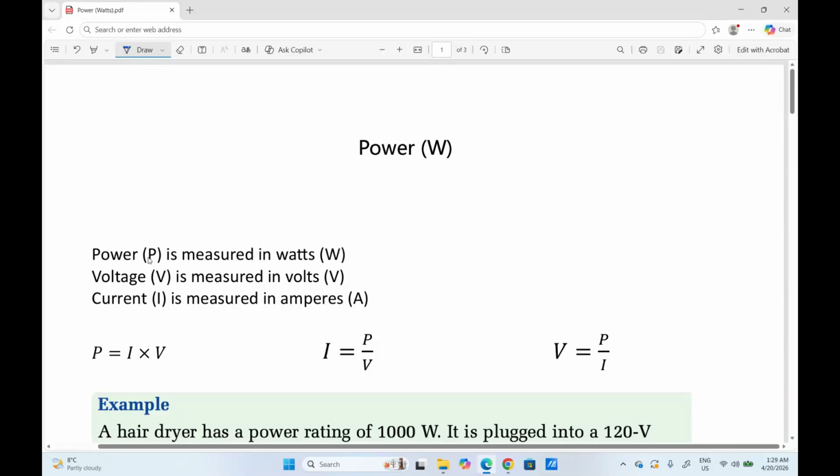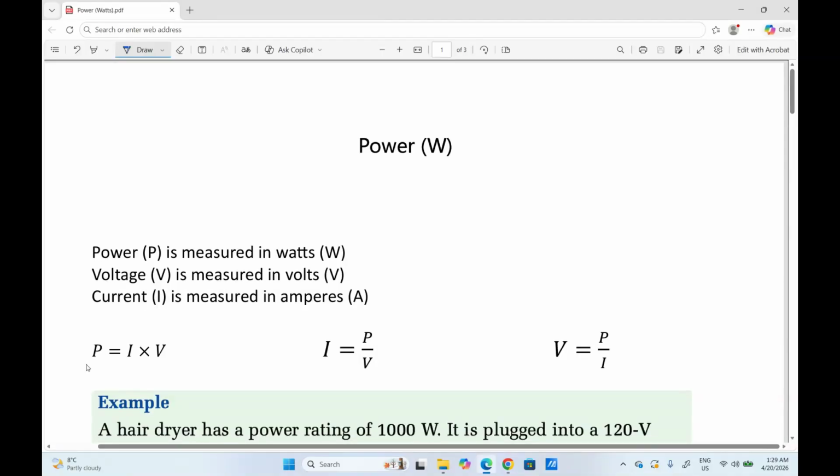So power is represented by the letter P and it's measured in watts, which is represented by W. To calculate for power, I take my current and I multiply it by my voltage. Voltage is represented with V and it's measured in volts, which is also represented with V. Current is represented with the letter I and it's measured in amps, which is represented by the letter A. And if I have current and voltage, I can find power.